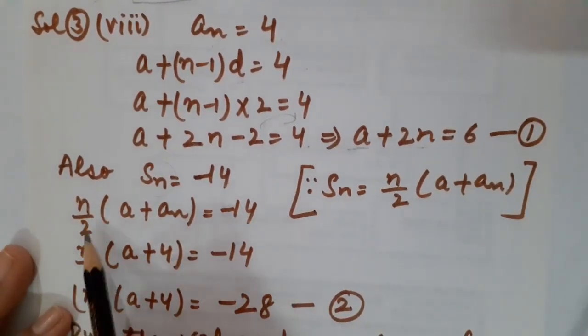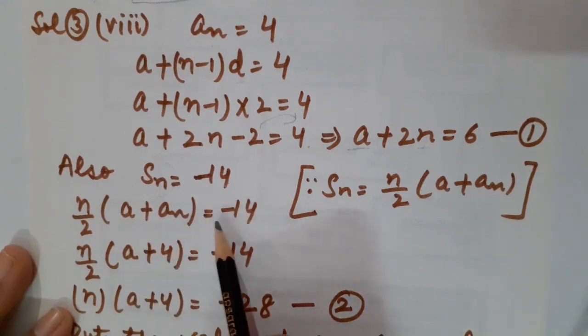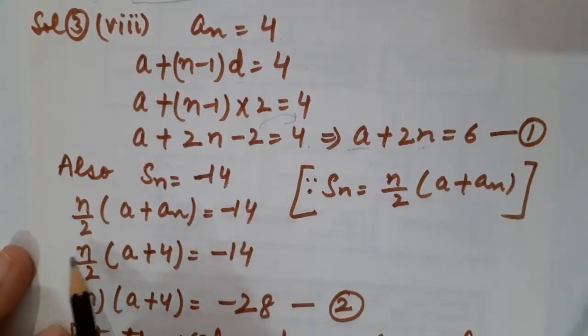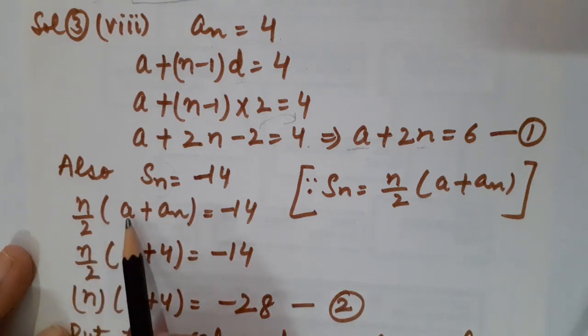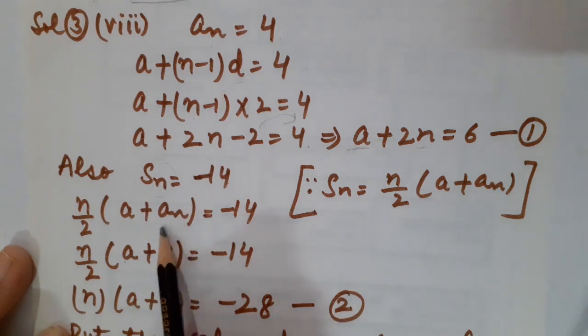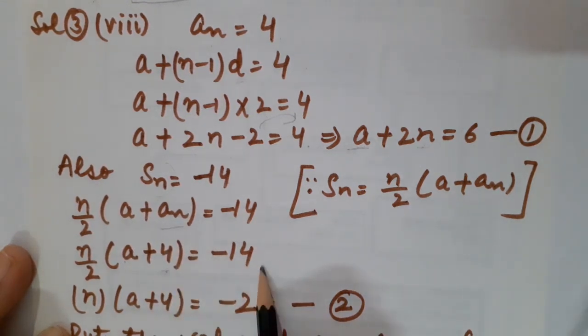That is n by 2 into (a plus an) is equal to minus 14. N by 2, because I do not know what n is, so n will be written as n only. A also I do not know, so a will also be written as it is, plus, at the place of the nth term, I am going to write 4, is equal to minus 14.